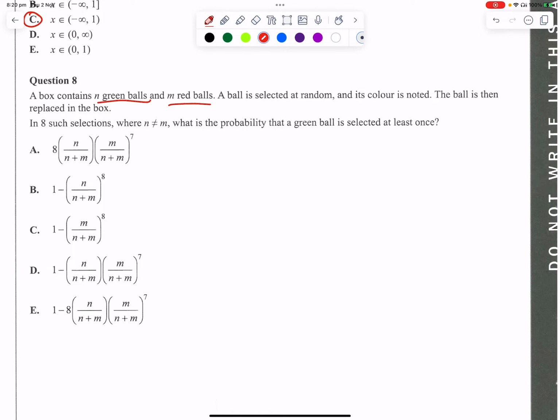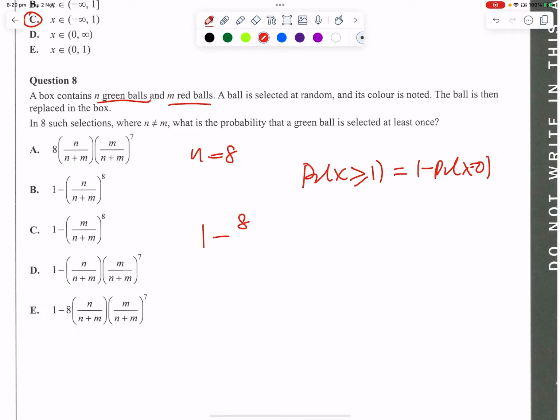A ball is selected at random, its color is noted, the ball is then replaced in the box. So it's replaced, so it's going to be binomial. 8 selections, so n is 8. What is the probability a green ball is selected at least once? So the probability that x is greater than or equal to 1 is 1 minus the probability that x equals 0. So 1 minus 8 choose none of them are green.